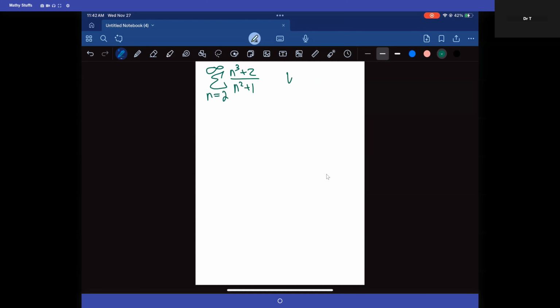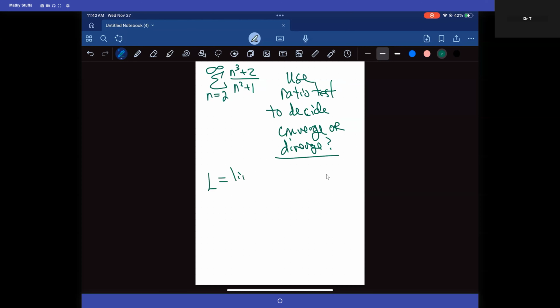We're going to do the ratio test. So here's my request of you. Use the ratio test to decide, does this converge or does this diverge? So find L, which is the limit as n goes to infinity of, let me get you started here, the n plus first term. So a sub n plus 1. That means I replace every n.